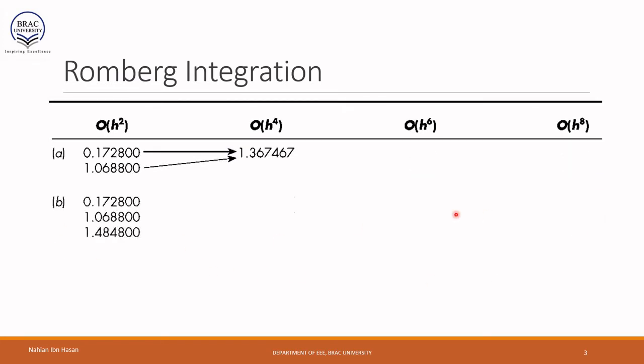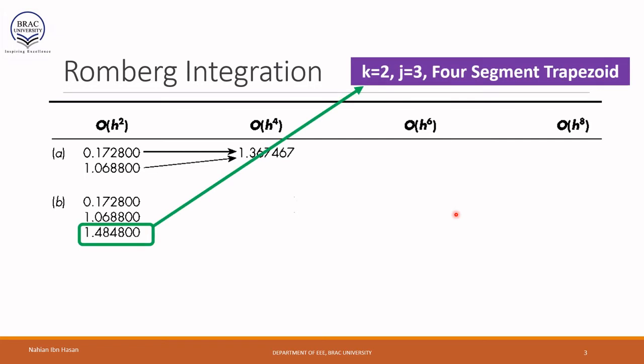So now let's say I have three results. The last one is for k equals 2, that means j equals 3, that means 4 segmented trapezoid. So if it has 4 segmented trapezoid, now this is the second level of integration. Why second level of integration? It will be clear to you in a little bit of time.